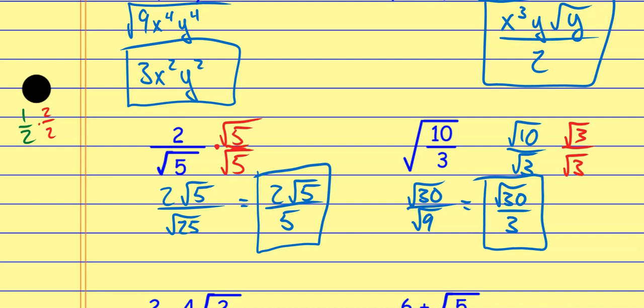And mathematically, what I started with and what I ended with are equivalent if I plug them into the calculator, but one has a radical in the denominator and the other one doesn't. Okay?